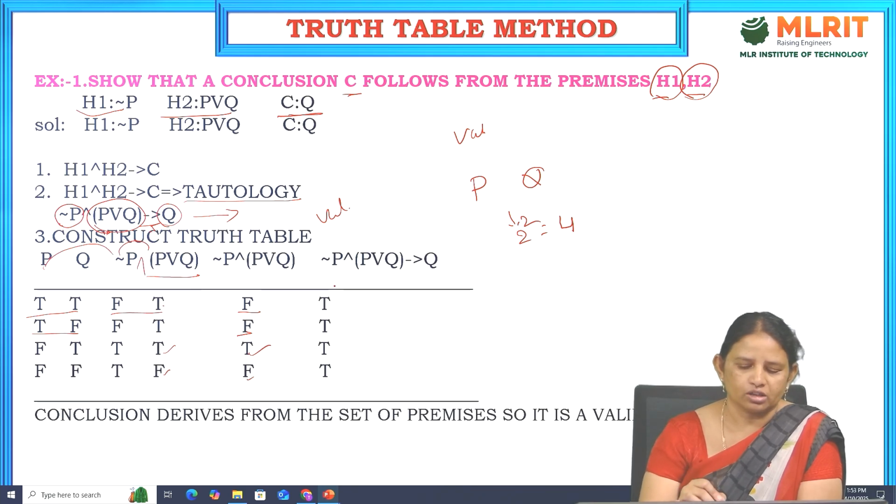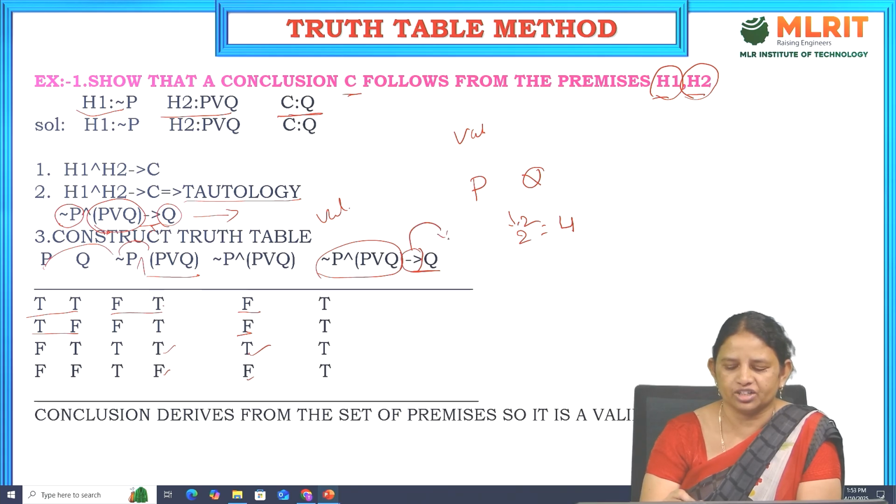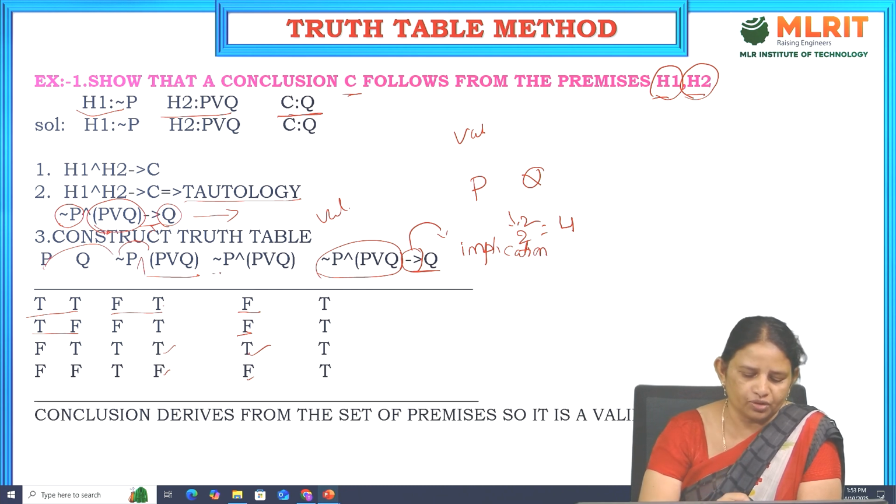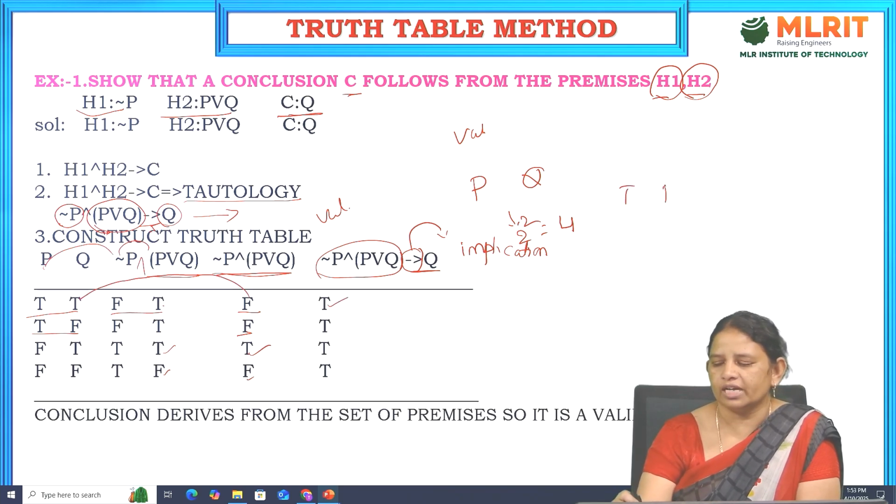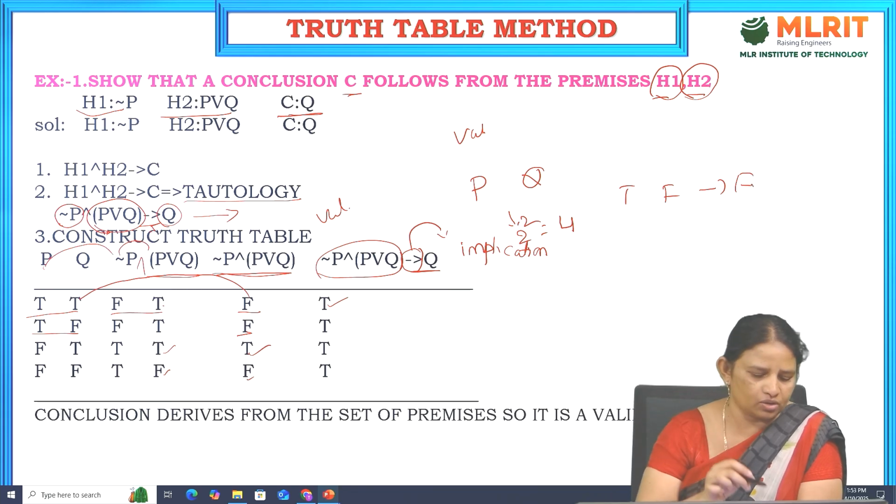Again, how to derive the conclusion? Take the entire statement implies Q. For the conclusion derivation, we need to apply the operator called implication. We know the values of all these things. False then true is true. True, false only returns false. For the remaining cases, it returns a true value. False, true is true. Again, false, false is true. True, true is true. False, false is also true.